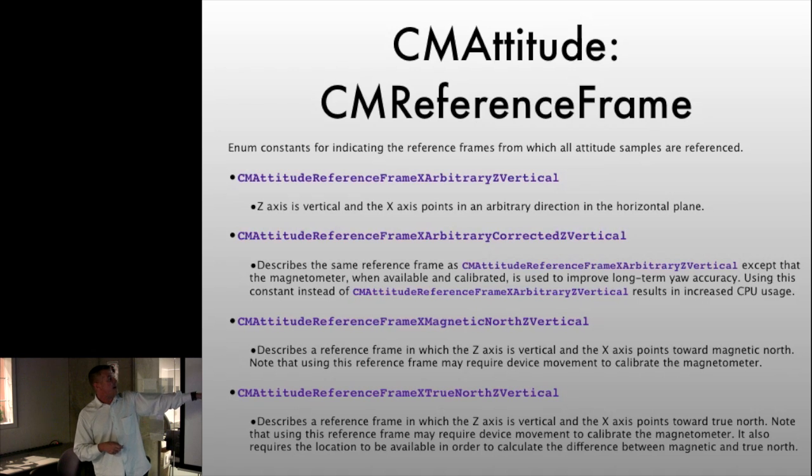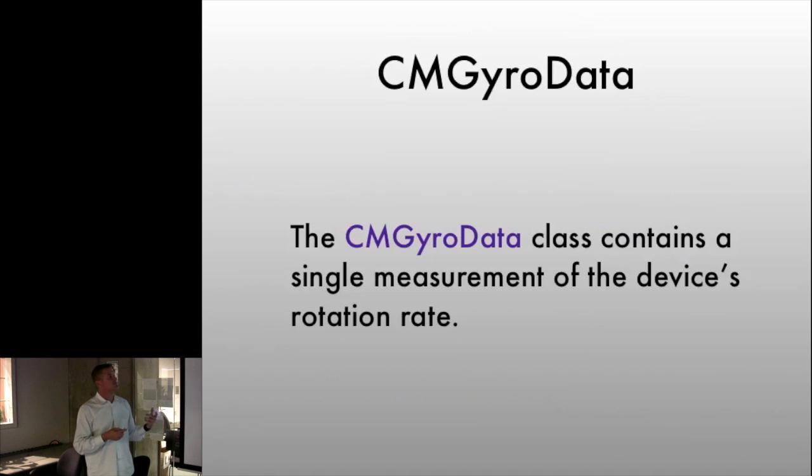You can also, if the magnetometer exists, use magnetic north as a reference frame, and then you can also use true north, which is calibrated. If you want to learn more about this, especially in terms of using it with core location, there's a bunch of documentation on it. Apple has defined a whole bunch of reference frames already that you can use, and it can utilize some of the other sensors that are available on the iOS devices.